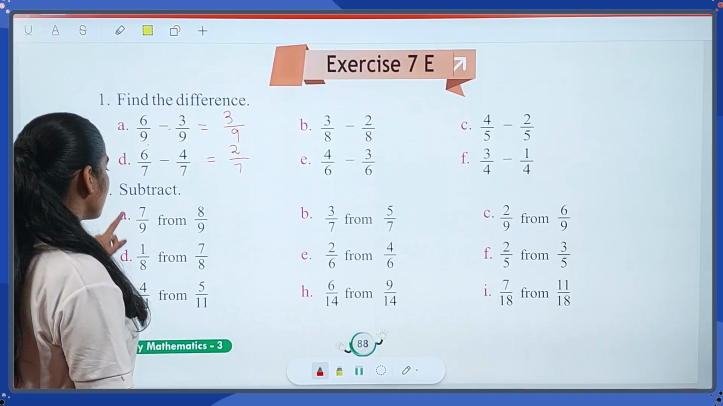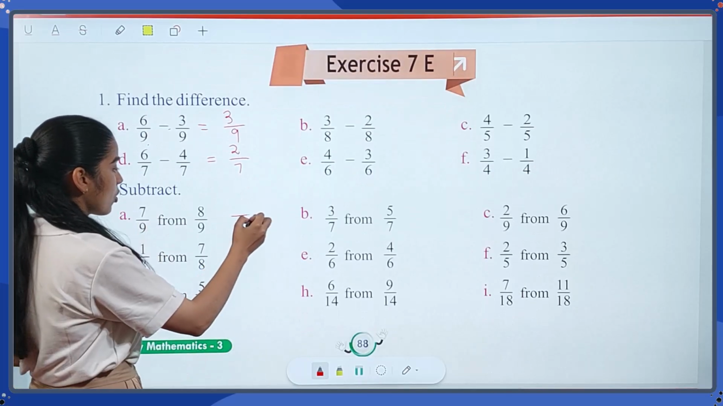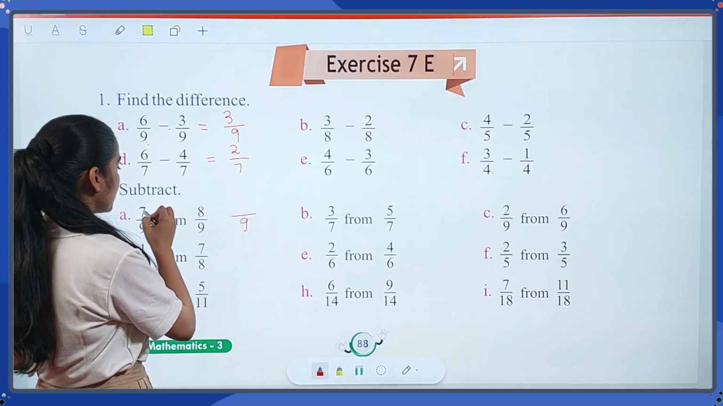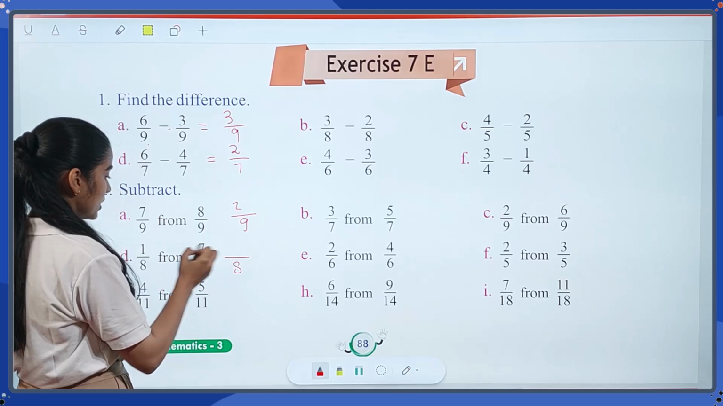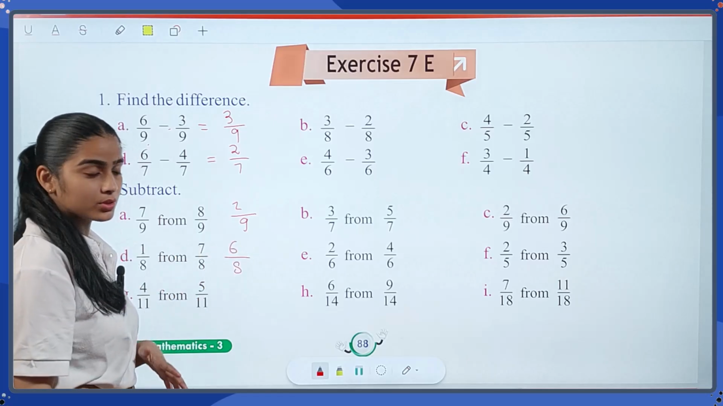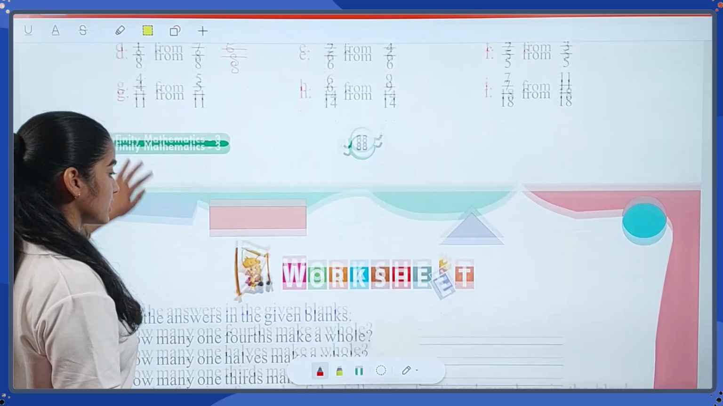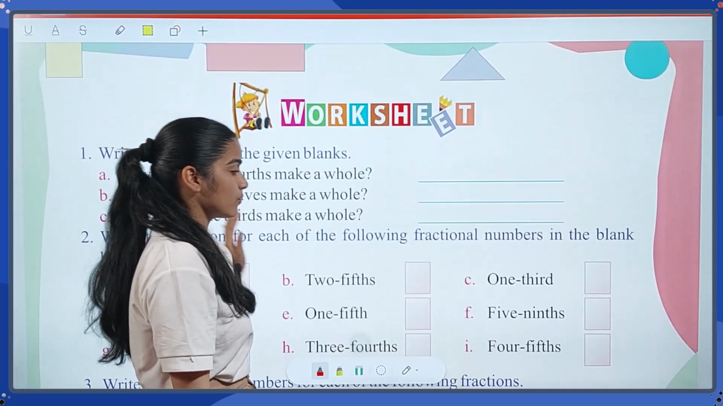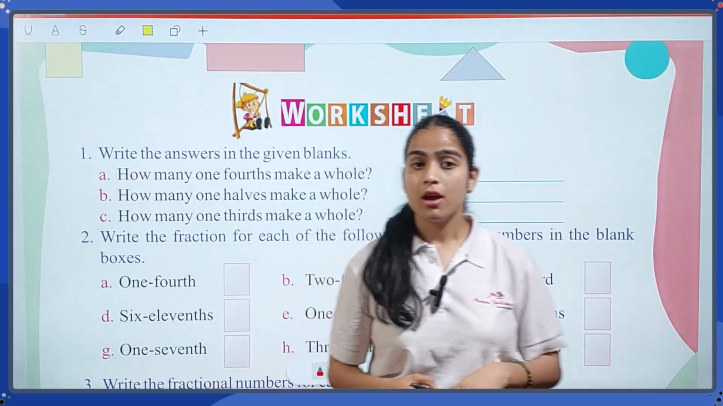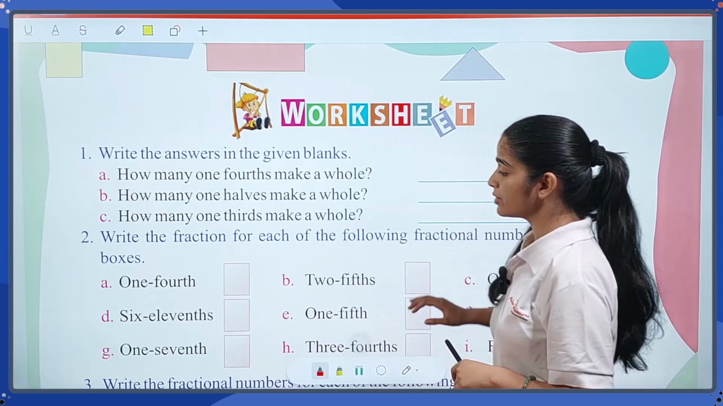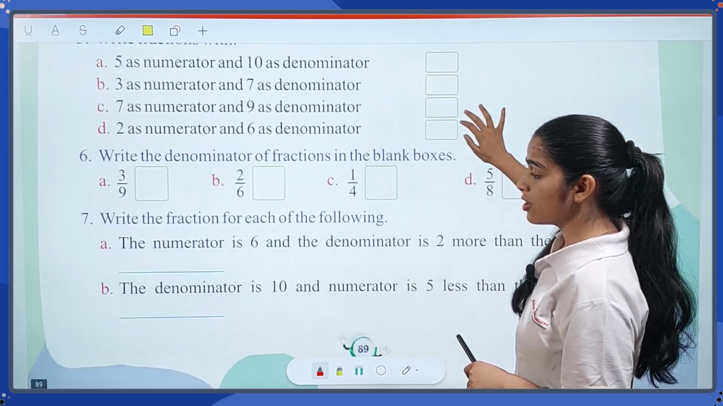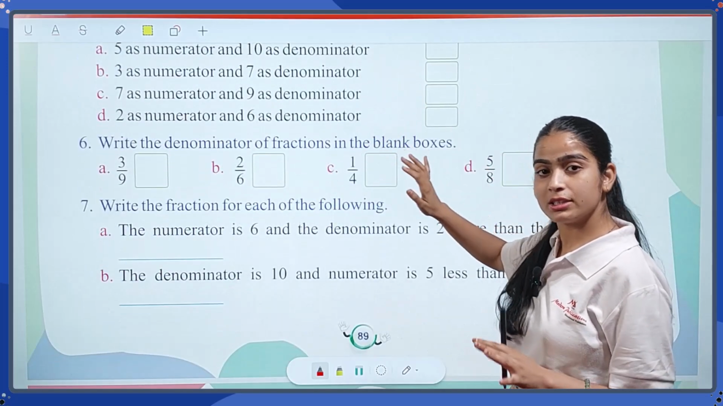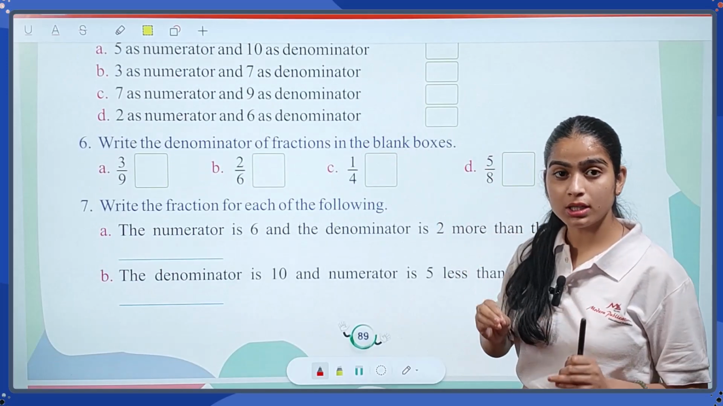Now subtract 7 by 9 from 8 by 9. Common denominator 9, 8 minus 7 is 1. Common denominator 8, 7 minus 1 is 6. So this is very simple, students, and I think you understood this. Now it's your turn to solve your worksheet. We solved different questions in different exercises, and there is a combination of all those kinds of questions here. So you can solve it on your own and evaluate how much you have learned till now.